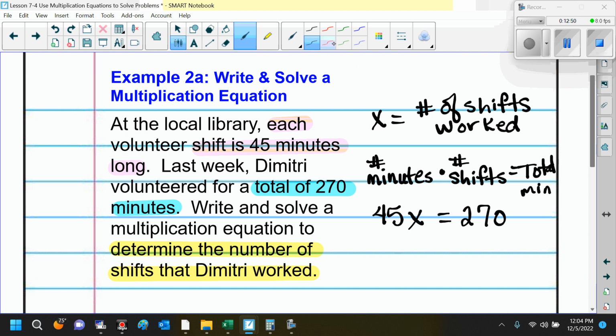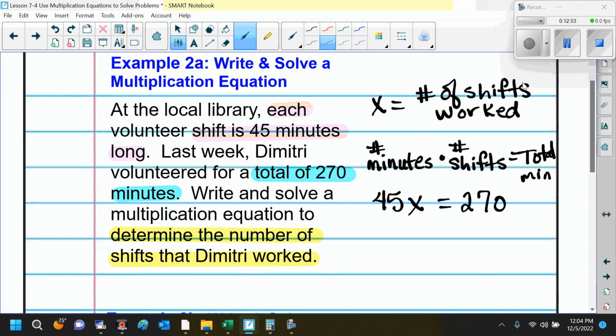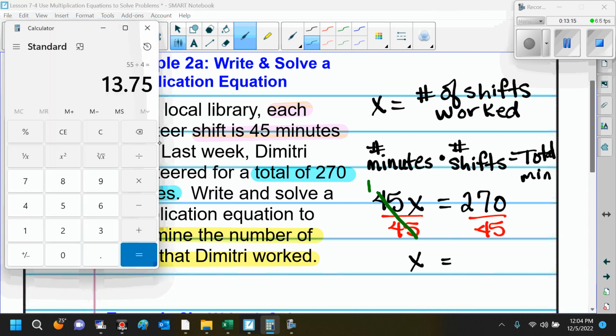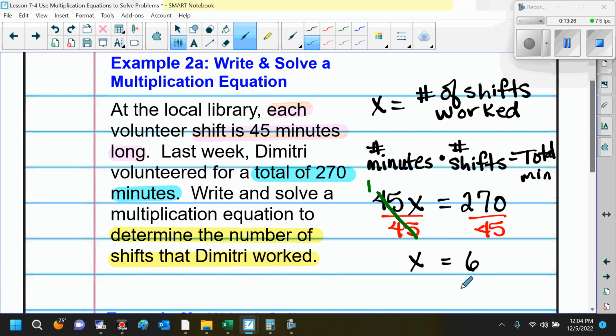So now, how do I get this X by itself? Very good. We need to divide by 45 on this side, and if I divide by 45 on the left, I have to divide by 45 on the right. So here, 45 divided by 45 is 1. So 1 times X is X. And then we can use our calculators. So we have 270 divided by 45, and that gives us 6. So this is going to be 6 shifts.